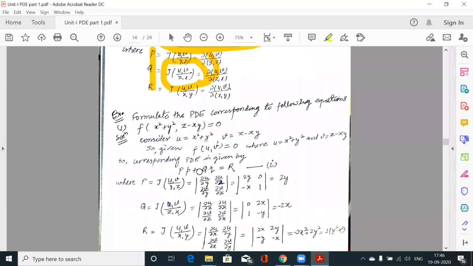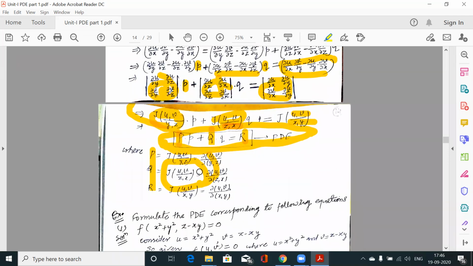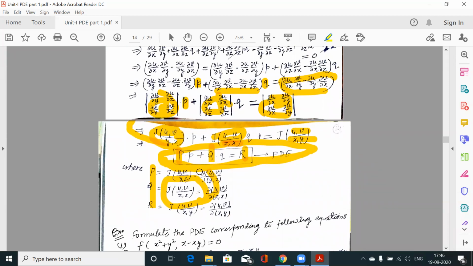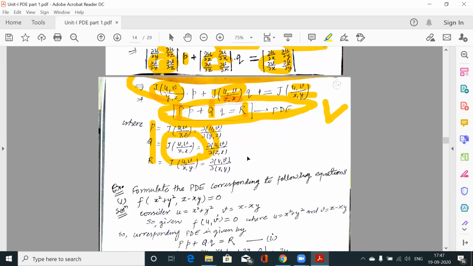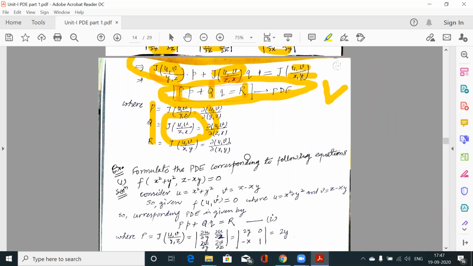So we are not getting the answer yet. Remember one thing, if we are given the question in this form, this is the form of PDE we will get as the answer. Clear? So this is the format of the answer. That's capital P, capital Q, capital R. These coefficients depend on the question given to you. So we need to calculate capital P, capital Q, and capital R. So we know the format of the answer, not the answer. For the answer, we have to calculate these Jacobians.